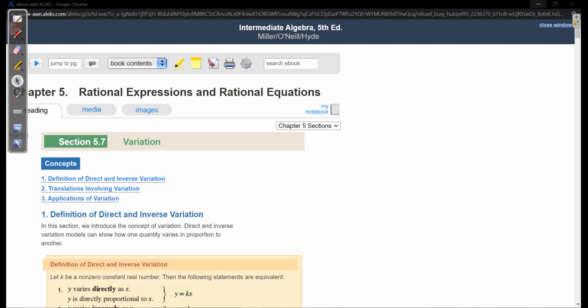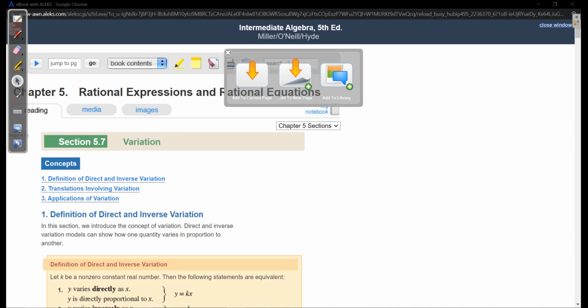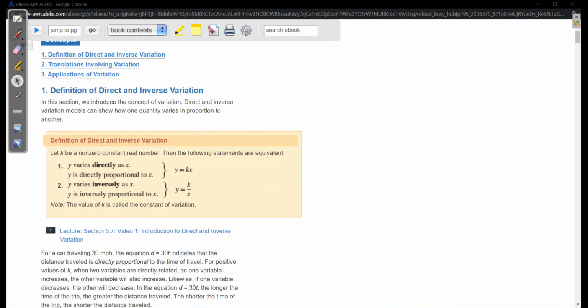Okay, today we're talking about Chapter 5, Section 7, Variation. Now normally, towards the end of the section, concepts and problems tend to get harder. I think this is actually a lot easier than what we've been doing, and hopefully you'll agree.